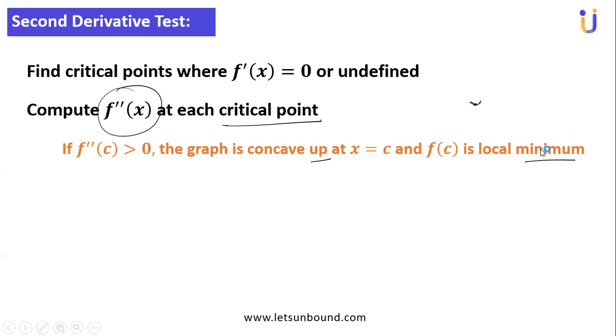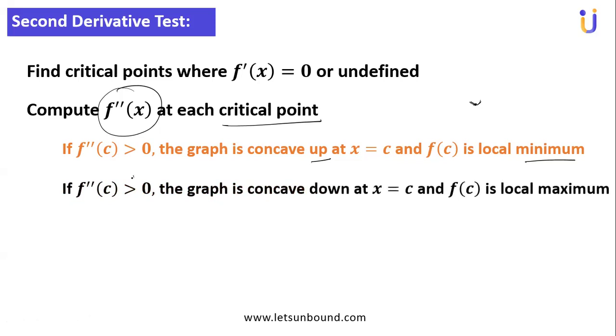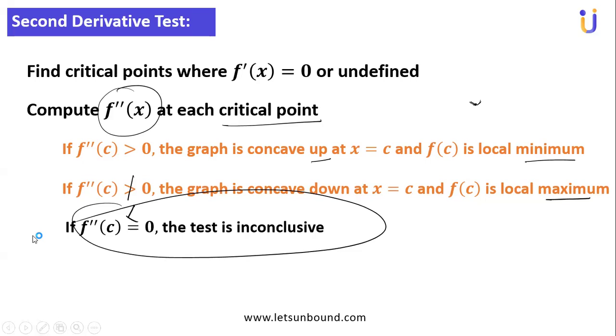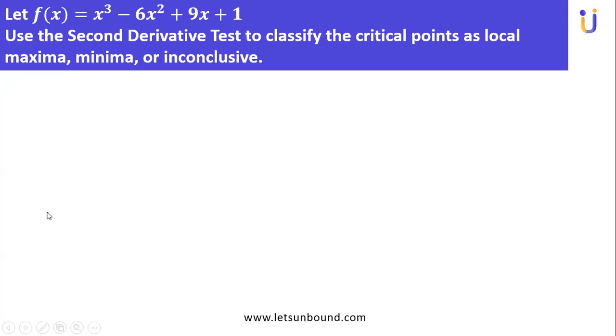Okay, don't get confused. And if f double dash of c is less than 0, it's concave down at that point, and it's considered a local maximum, right? What if I get equal to 0? The test is inconclusive over there. Then you have to go back to the first derivative test. Got it?